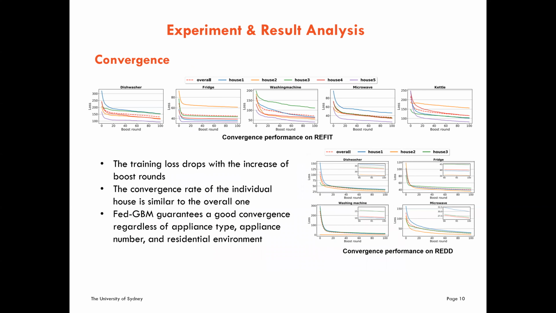Our experiment evaluates Fed-GBM from 3 aspects, including convergence, accuracy, and communication efficiency. For the convergence, we can see in the figure, the training loss drops with the increase of the boost round. The convergence rate of the individual house is similar to the overall one. And most importantly, Fed-GBM guarantees good convergence regardless of the appliance type, appliance number, and residential environment.